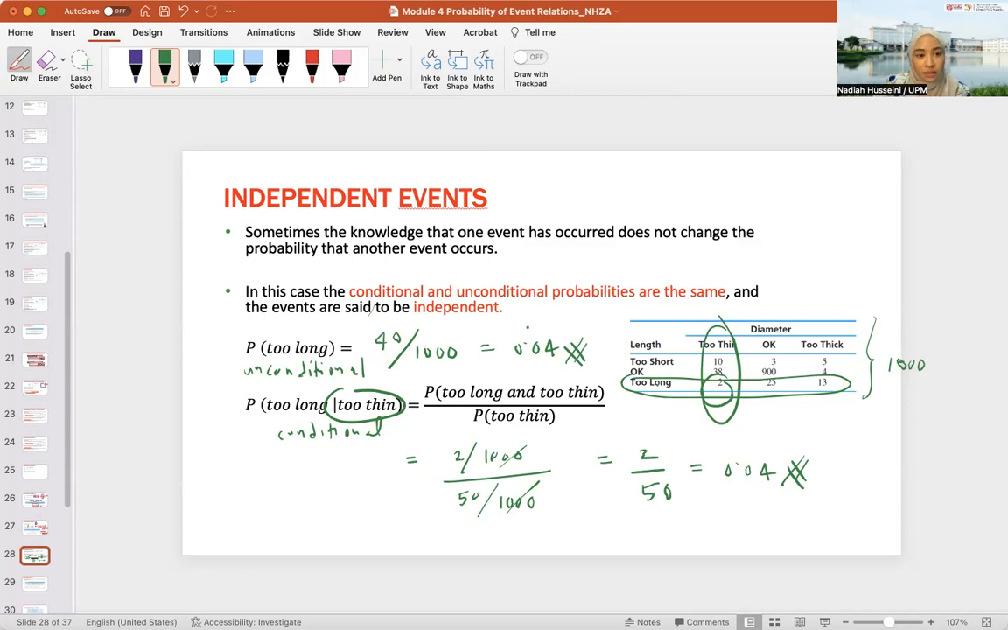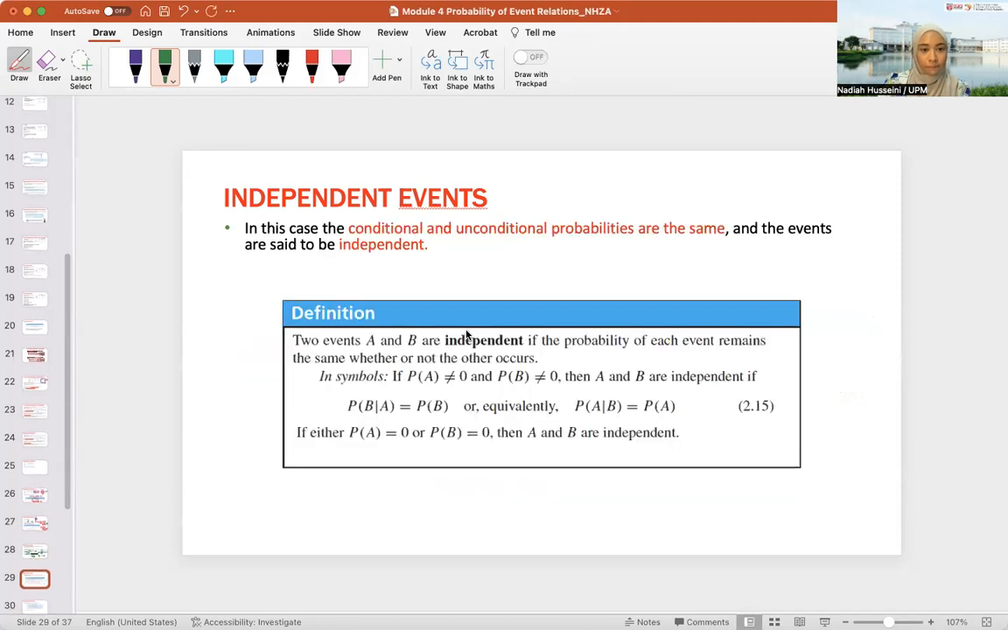So with that said, we know that these two events, too long and too thin, are independent of each other. But it does not mean that the other parameters are also independent, just these two. If we can prove that they are independent, then yes, these two events are independent of each other. So in this case, the conditional and unconditional probabilities are the same and the events are said to be independent. So this is a definition. Two events A and B are independent if the probability remains the same, whether or not the other occurs.